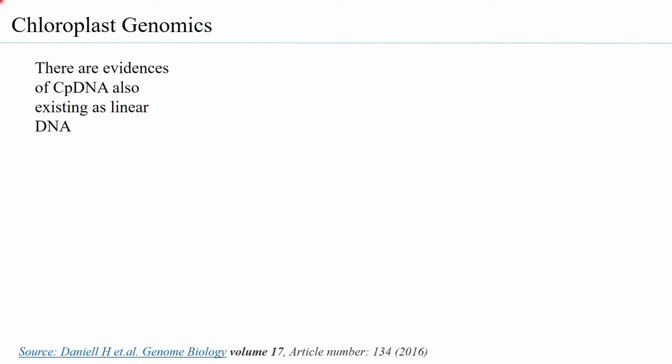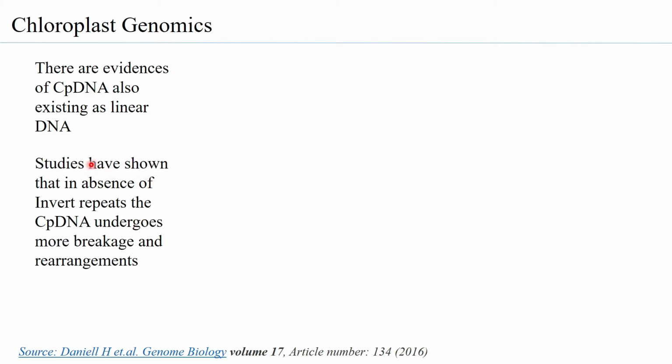So, one conclusion that has been made by several studies, but again, it is not a final conclusion, is that if you remove the inverted repeats from the chloroplast DNA, there can be more breakage of the chloroplast DNA, or there can be more rearrangements of genes within the chloroplast DNA. Studies, as mentioned here, say that in absence of the inverted repeats, they can undergo more breakage and rearrangements.